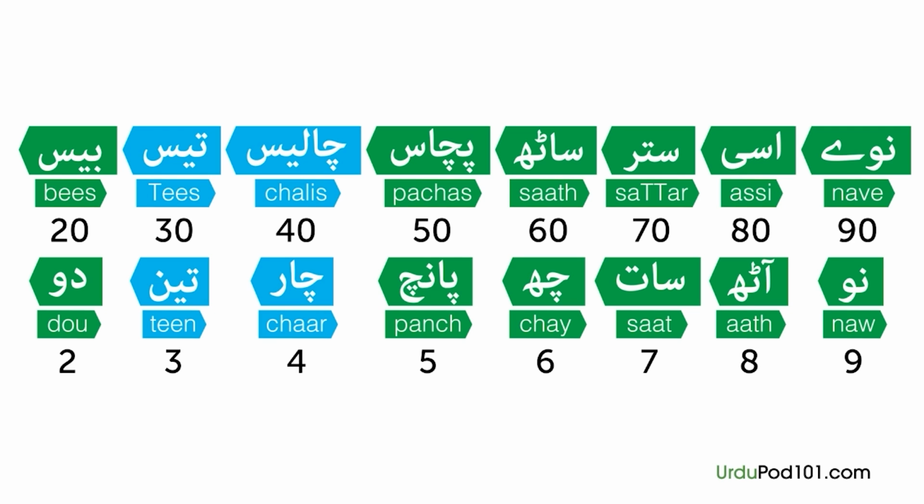Do you see other similarities? 5 in Urdu is panch, while 50 is pachas. The common sound is pa. Unfortunately, this does not apply to all numbers. 60 in Urdu is sat, while 6 is che. As you can see, there is no common sound.